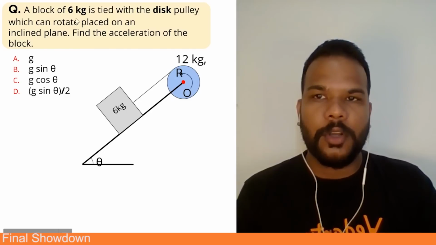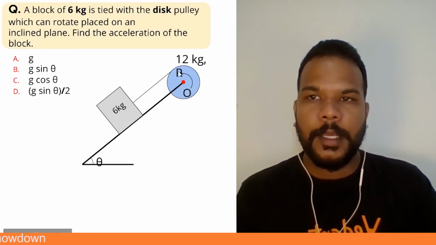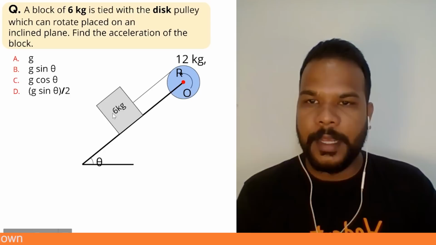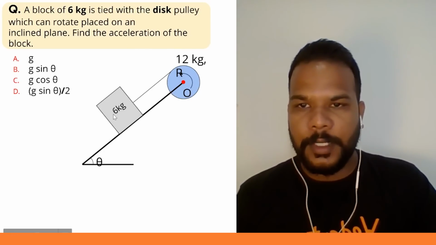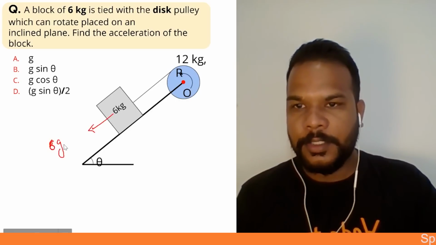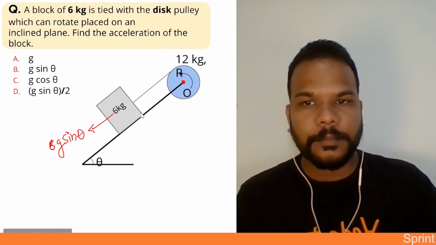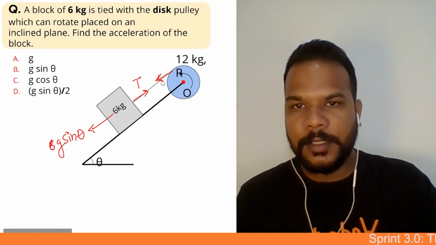This says that a block of 6 kg is tied with the disc, which is a pulley here, and the disc is going to rotate as the block is going to come down. We have to find out the acceleration of the block. We know that the block will come down because of its 6g sin theta. Okay, and here force of tension is acting, and this tension is responsible for the rotation of the pulley.